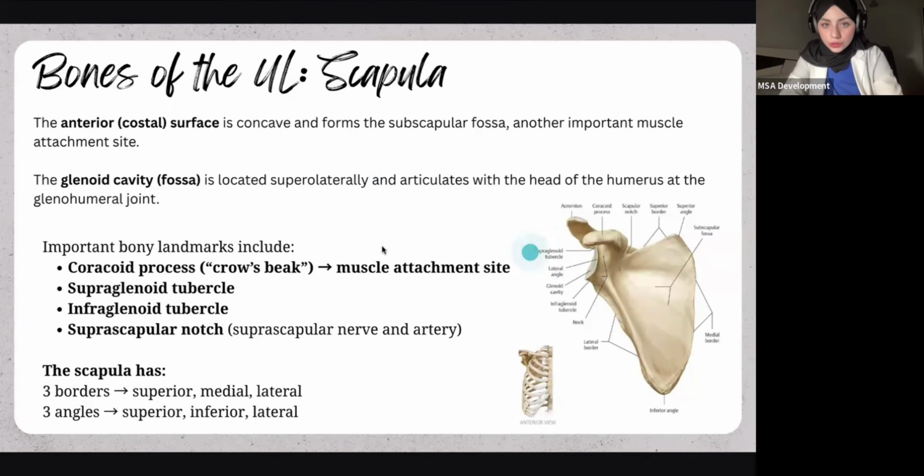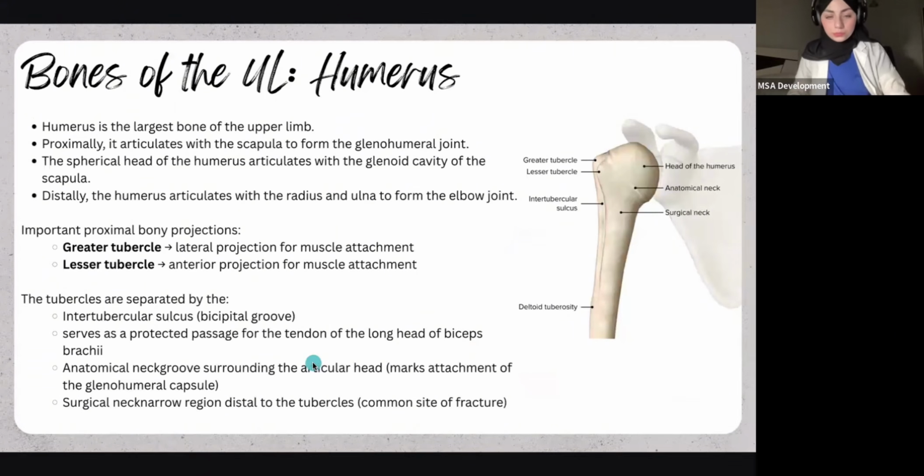Anyways, so moving on to the humerus. Now, this bone is going to be obviously the longest bone of the upper limb, and it's going to be proximally articulating with the glenoid cavity of the scapula. So right here, this is the glenoid, and this is going to be the head of the humerus, and they're going to be articulating together to form the glenohumeral joint. I think you guys are sick of me by now by mentioning these things.